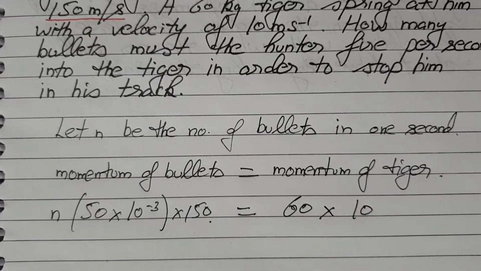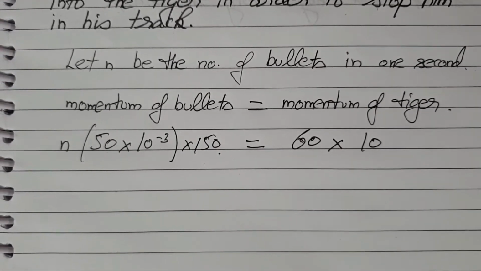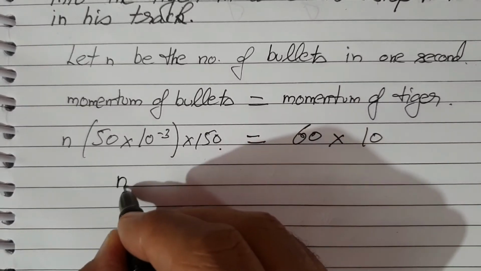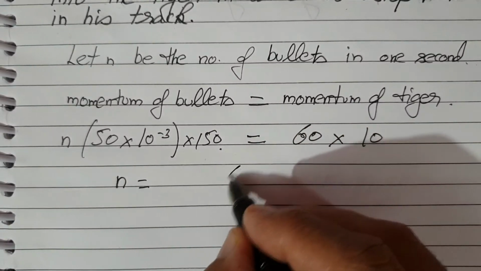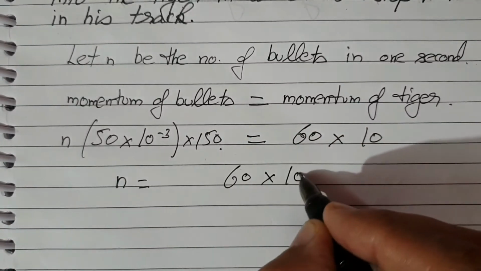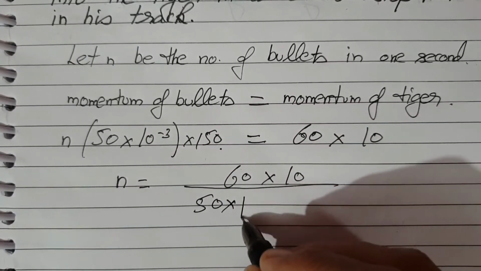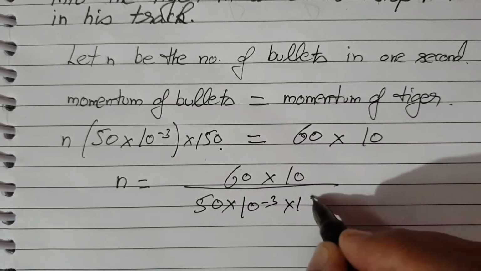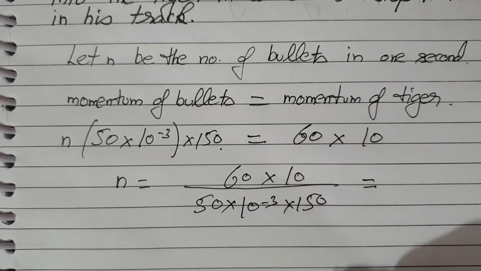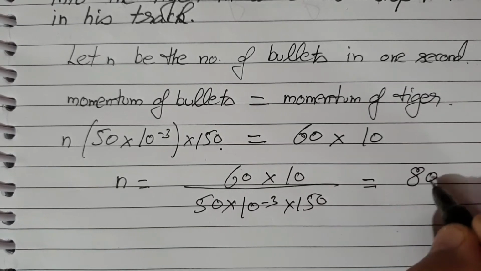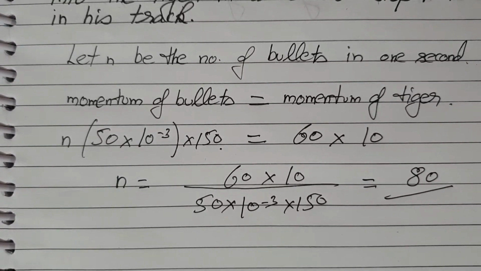So now by comparing the momentum, we can calculate n. n will be 60 into 10 divided by 50 into 10 to the power minus 3 into 150. So you solve it, this will give you 80. So he must fire 80 bullets per second. Here we are just comparing the momentum.